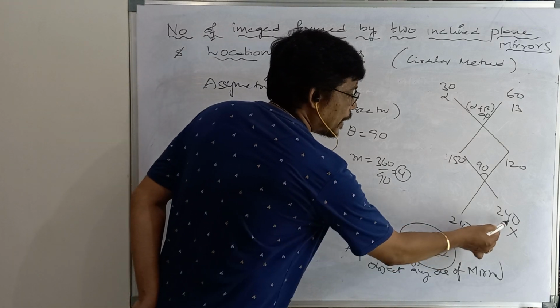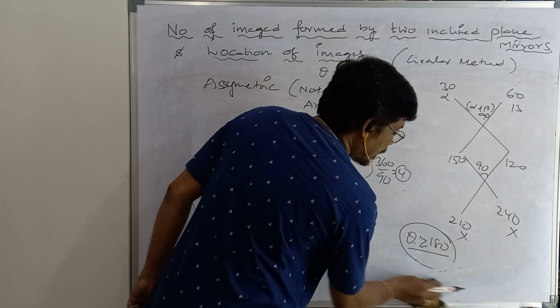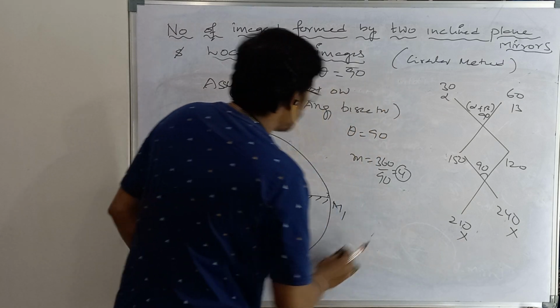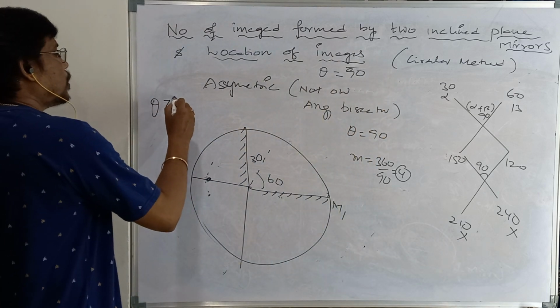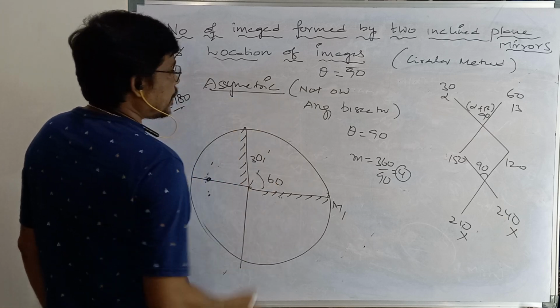So this is 210 and this is 240. No images are formed, so keep it in mind. When theta is greater than or equal to 180, no images are formed. So in this case, this is an asymmetric case.